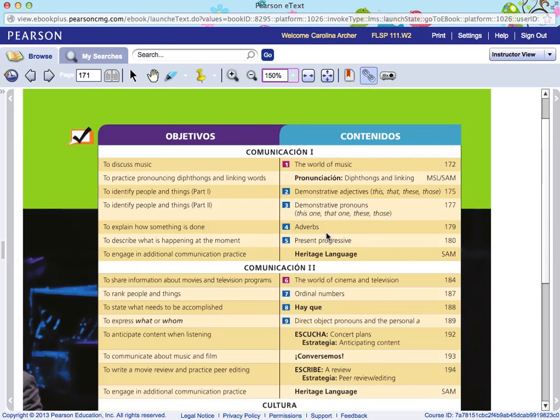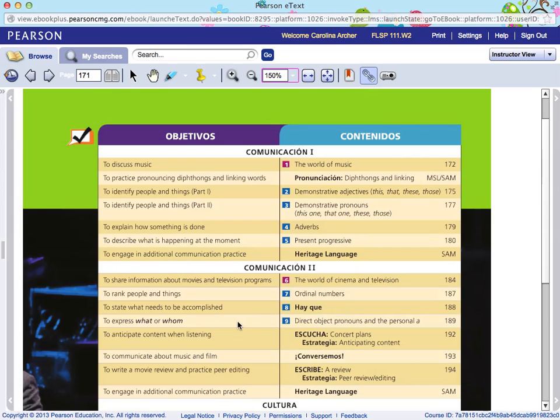We're going to look at adverbs to describe how something is done, and we're going to learn the present progressive tense to describe what is happening at the moment. Okay, we are going to also look at vocabulary for movies and television, and rank people and things with ordinal numbers like first, second, third. And we are going to learn the expression hay que, which states something that needs to be accomplished. Okay, something needs to be done. So hay que is an expression that we're going to use.